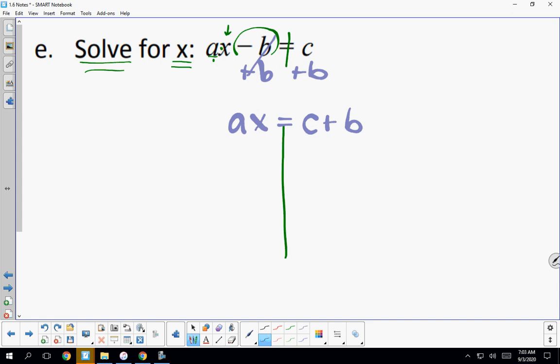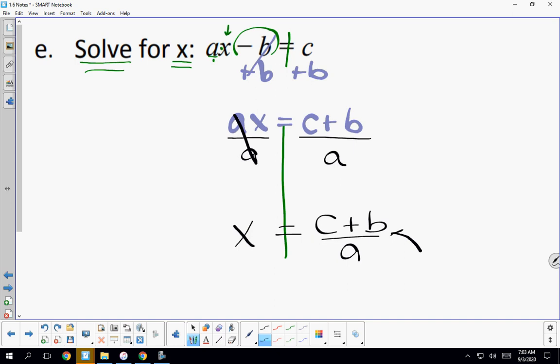Finally, we need to get rid of the a. So we're going to divide by a. And I can divide the whole thing by a. And c plus b divided by a is c plus b divided by a. If I would prefer, this means I'm dividing everything by a. So I also could write it as two separate fractions. And these are both correct.